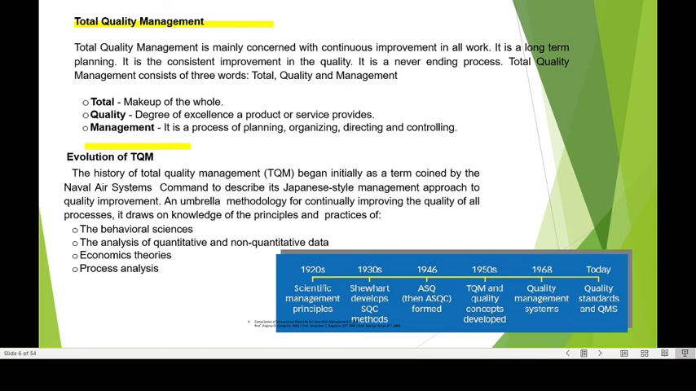Sabi nga, total means make up the whole. Quality is the degree of excellence of products and services that the management supplies and provides, not only for internal customers but also for external customers as well. And we have this management. So in management, this is a process of planning, organizing, directing, leading, and controlling, wherein we are in charge of leadership, mainly leadership management.